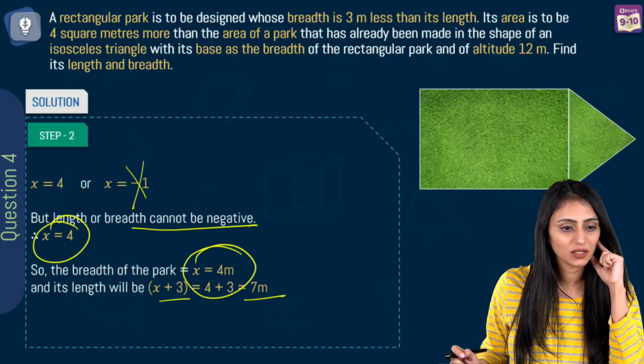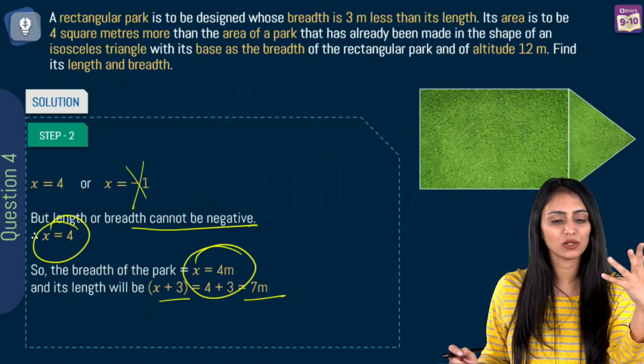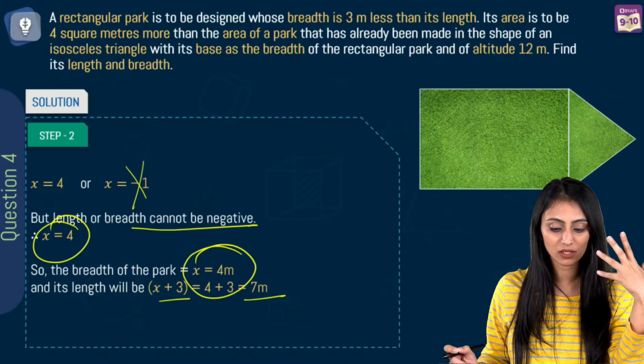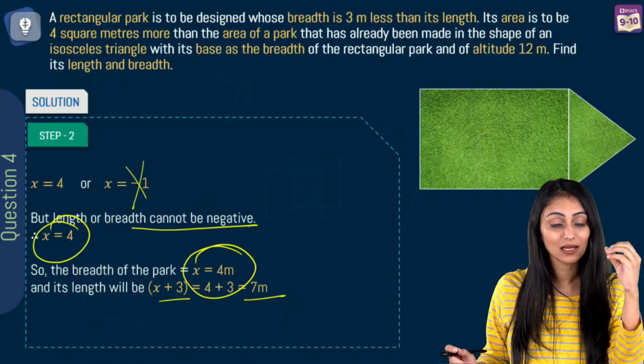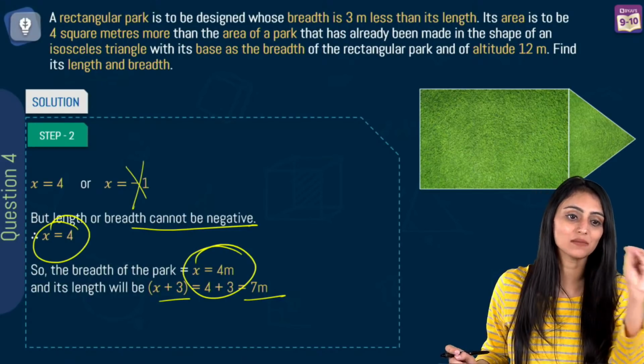Accordingly, length will also change. That's going to be, breadth is 3 meter less than its length. In that case, length is x and breadth would be x minus 3.